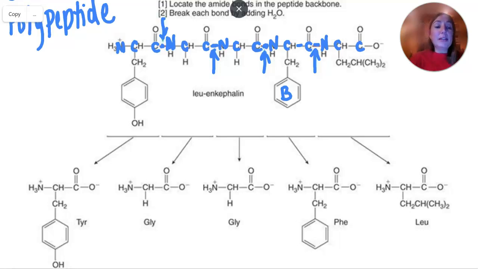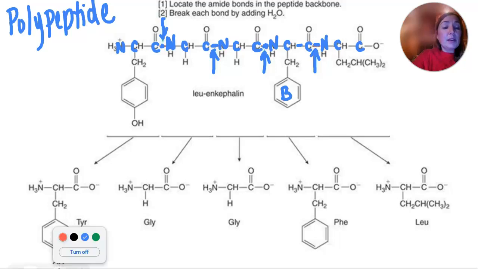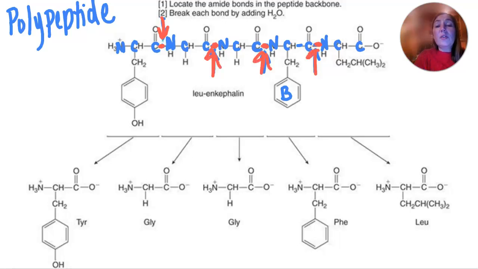So what do we have going on here? Well, we had NCC, peptide bond, NCC, peptide bond, NCC, peptide bond, NCC, peptide bond. So we had 1, 2, 3, 4 peptide bonds. For those 4 peptide bonds, we are going to need 4 water molecules to break those 4 peptide bonds.